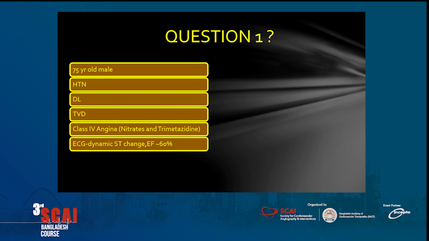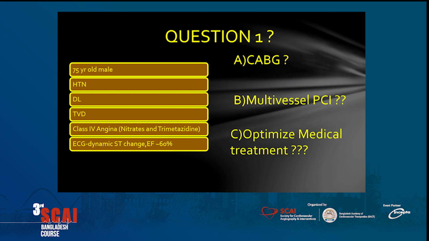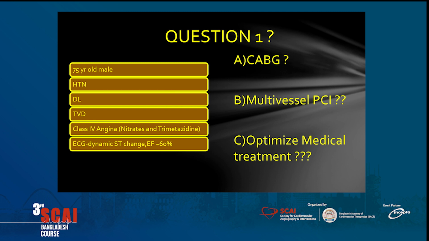As it is supposed to be an interactive session, I would like to ask my fellows and juniors, question 1. 75 years old male, hypertensive, dyslipidemic, TVD, class 4 angina, ECG dynamic change, EF 60%. A simple question to start. A, CABG. B, multivessel PCI. C, optimize medical treatment.